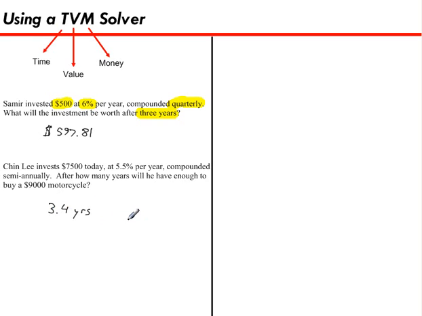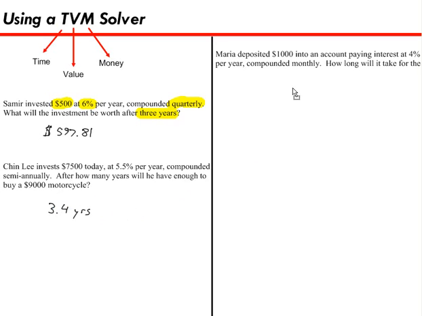Now get your calculator ready because you can try your own. Let's see if you can get the right answer for this problem. Maria deposited $1,000 into an account paying interest at 4% per year, compounded monthly. How long will it take for the money to grow to $1,500? Okay, so try that one out on your own with your own TVM solver, and I'll post the answer when you're ready.